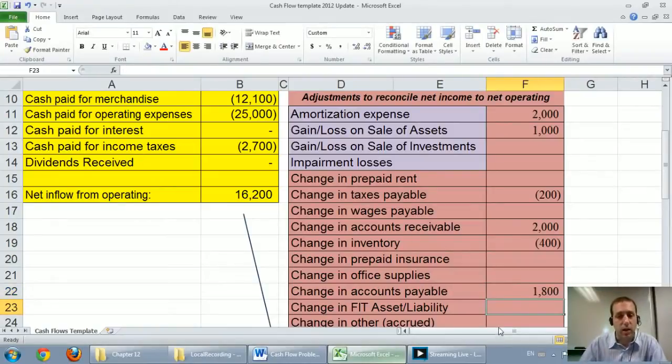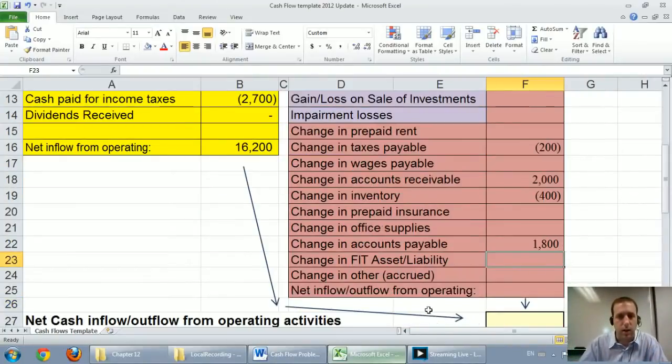FIT asset liability, we're not going to worry about it. FIT stands for future income taxes. Our American cousins will call that deferred income taxes. But just know that if it changes, it could affect our cash flow statement. And in terms of other, there is no other in this problem, but that's just a catch-all in case there was some other accrued liability that I missed.